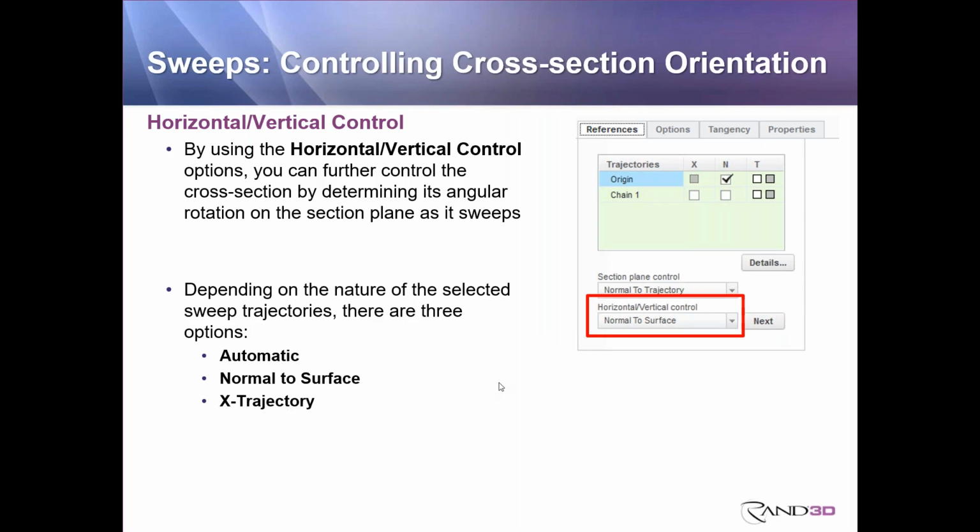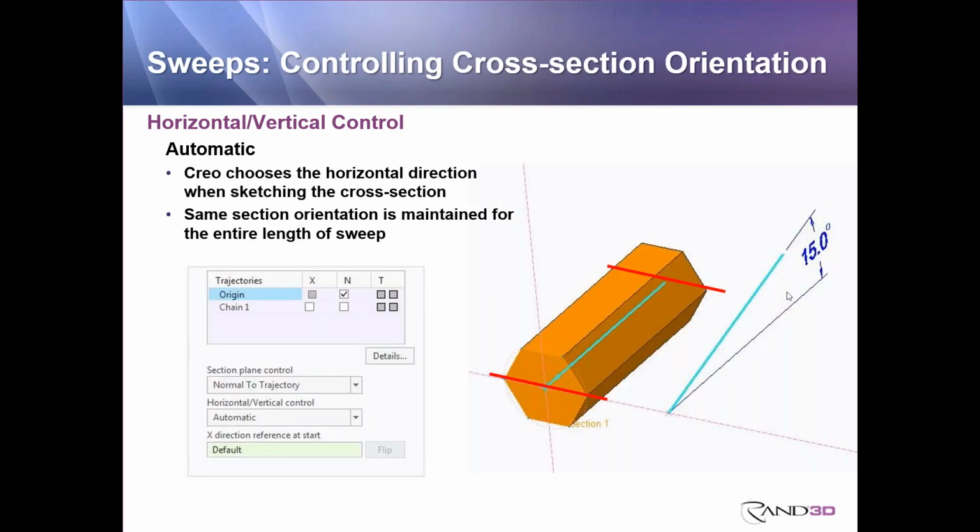And again, we'll look at some examples here. Now, in this example, what they've got is the horizontal vertical control set to automatic. So again, they have two trajectories here: the straight line that goes front to back, and this other one that goes off at a slight angle of 15 degrees. But with automatic turned on, the direction that the computer chooses is horizontal. It just keeps this the same all the way down. So the section does not rotate at all as it goes along. Probably what you want on here.